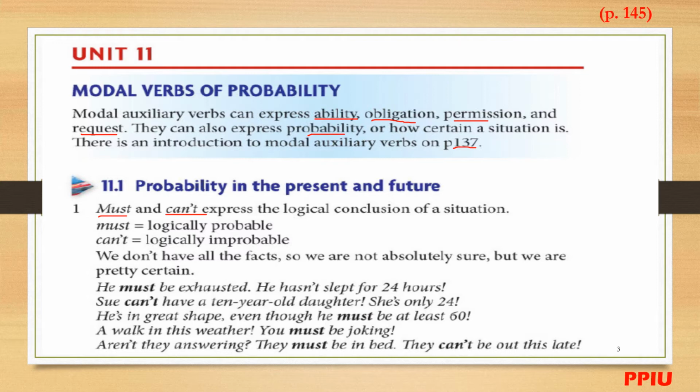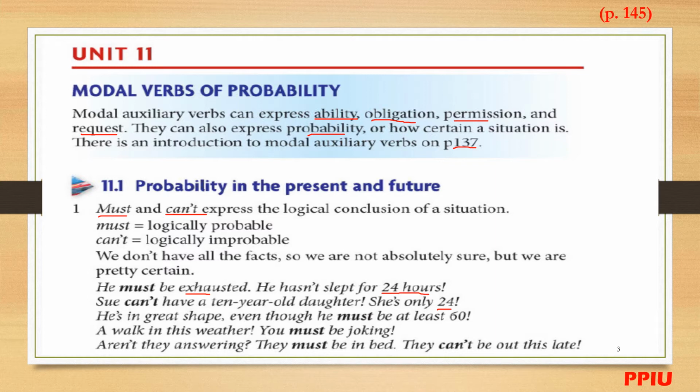For example, he must be exhausted. He hasn't slept for 24 hours. Because of this, we are quite sure that he must be exhausted. Without sleeping, he is quite exhausted. Sue can't have a 10-year-old daughter. She's only 24. Since she is 24, Sue cannot have a 10-year-old daughter.